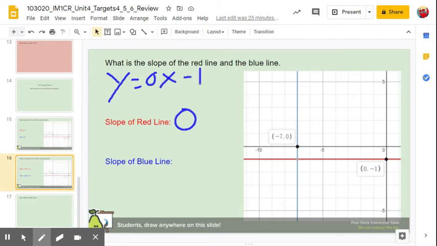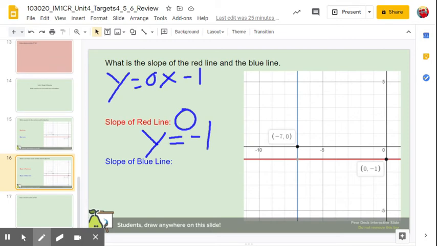But since it's 0x, no matter what value you substitute in for x, you're going to get 0 for that quantity, right? 0 times any number is 0. So we don't need to write the 0x. That's why horizontal lines will always be just y equals -1. So it's what you already know with slope-intercept form. It's just that we have 0 as a slope value.